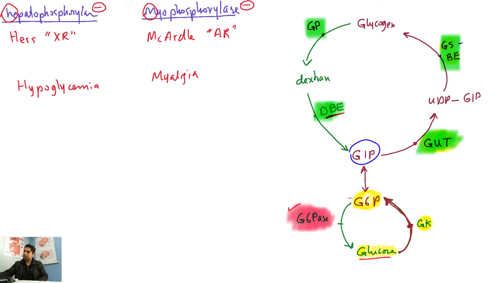So I'm going to write in big letters: no hypoglycemia. Don't expect hypoglycemia. Euglycemia, normal blood glucose level, will be found in myophosphorylase deficiency or McArdle's disease.